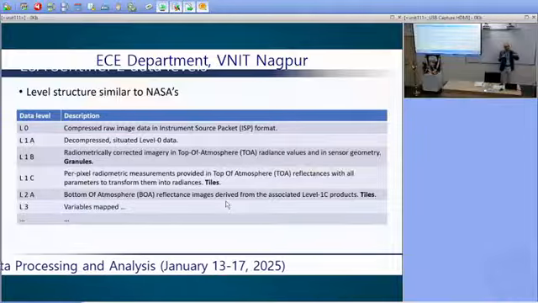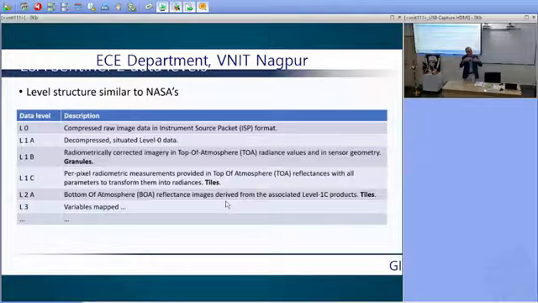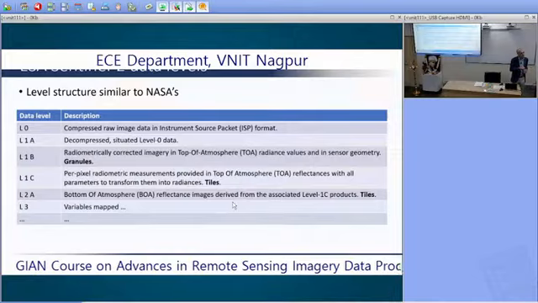Not all types of remote sensing data are created equal. You may work at different levels depending on what type of data you need. Yesterday, we have also seen L1C and L2A. So these two are provided by the data provider.